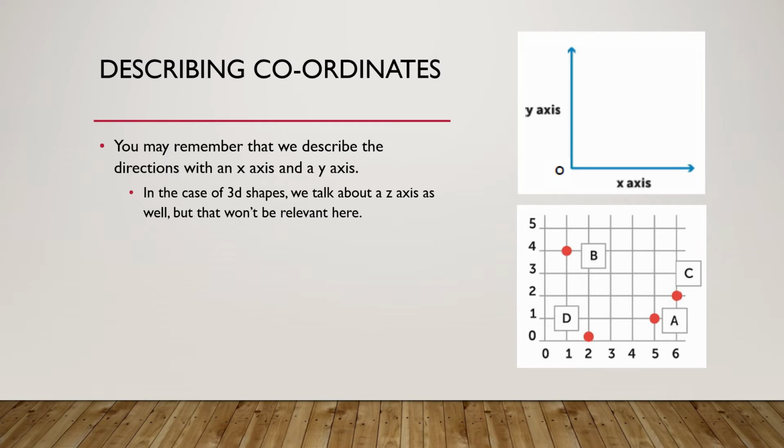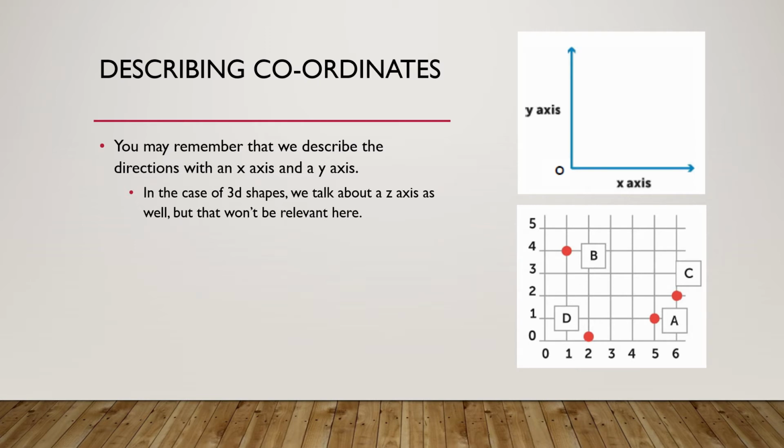You might remember that we describe directions with an x-axis, that's the horizontal one, goes left to right, or the other way around, and a y-axis, which goes up and down. In the case of 3D shapes, this is more advanced, so you don't need to know it, but it's good to know. Sometimes we talk about a z-axis, which you could think of as coming in and out of the screen as I talk to you. That won't be relevant here, but people do use coordinates for 3D space as well as the 2D space that we're going to look at, the flat space.